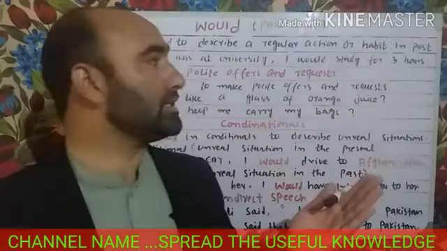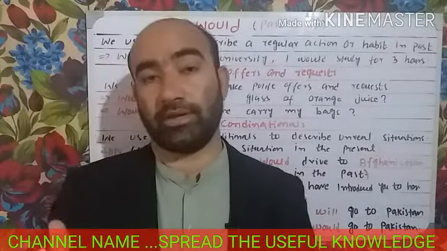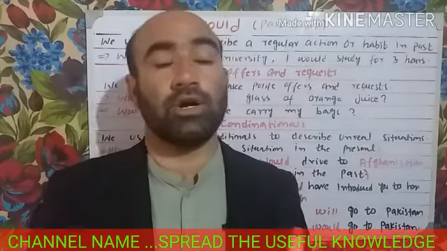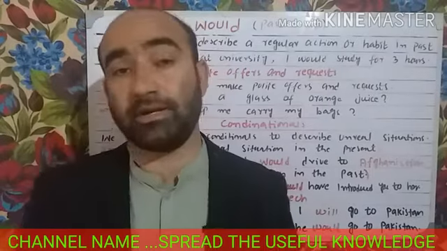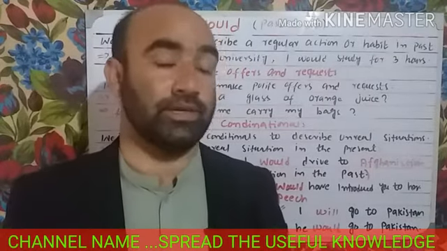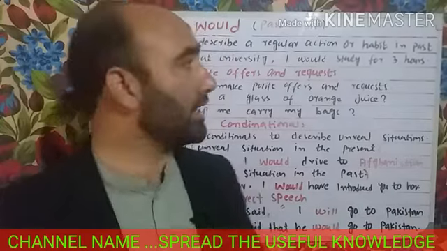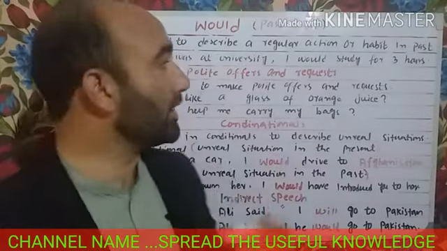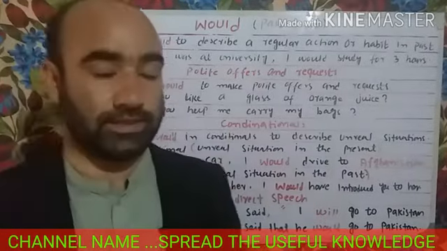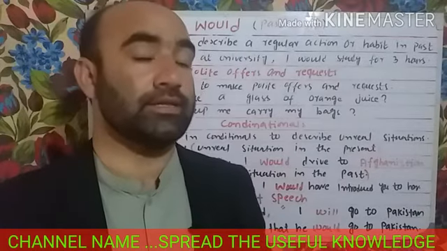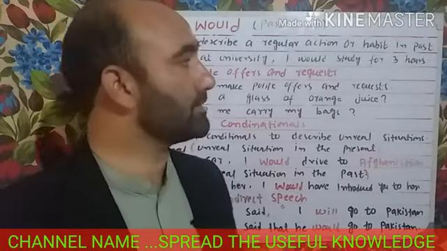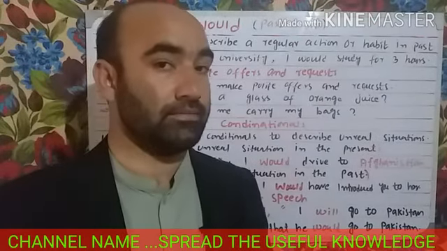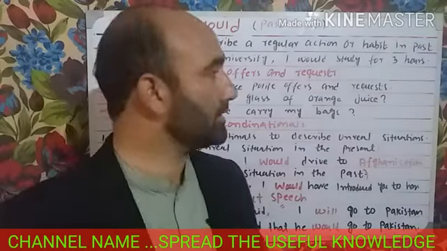When I was at university, I would play for 3 hours. We are referring to the past action. We are pointing out the past habit, the past action. For that purpose, we use would. You can also say, I used to study for 3 hours when I was at university. This sentence is used interchangeably. So used to and would are both the same in meaning. They are used interchangeably. Okay?